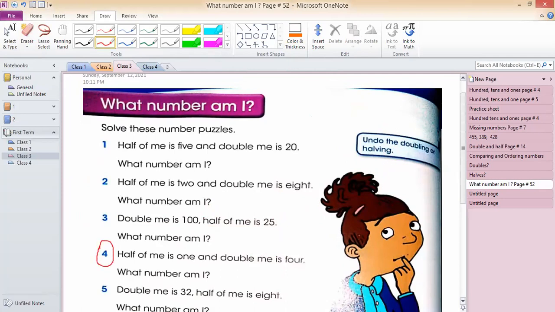Tell me what number am I? Half of me is 1 and double of me is 4. What number am I?